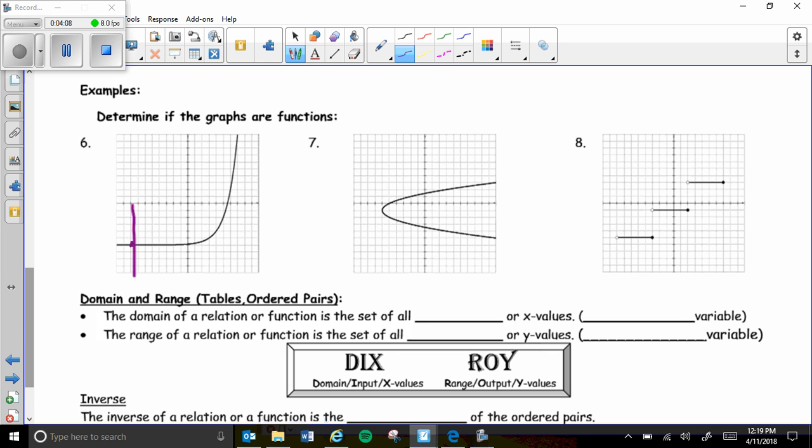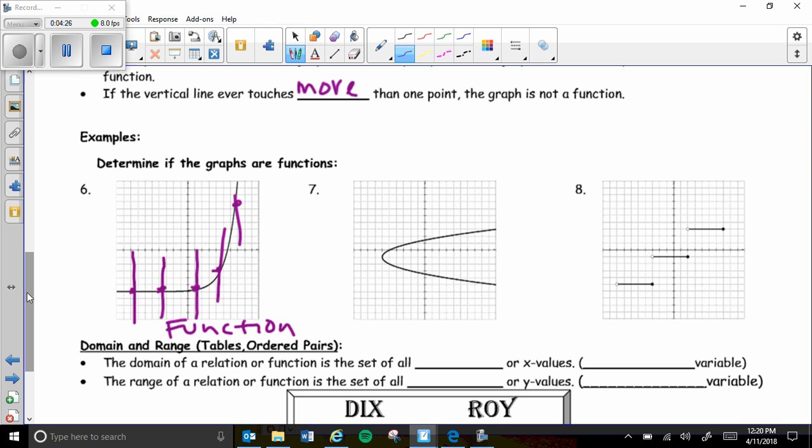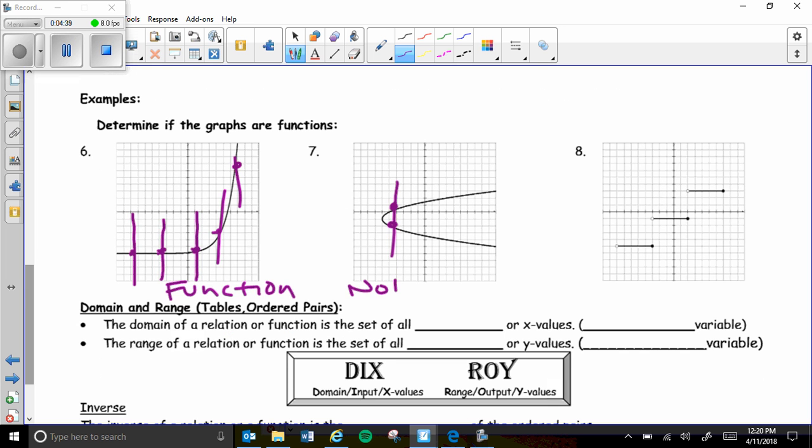So I draw a vertical line, it hits there, 1 point, still 1 point, still 1 point. So anywhere I draw a vertical line, it only hits the function once. So it is a function. Looking at number 7, if I draw a vertical line here, well, it hits the graph there, and it hits the graph there. So now it's hit more than 1 point, which means this is automatically not a function. It does not pass the vertical line test.